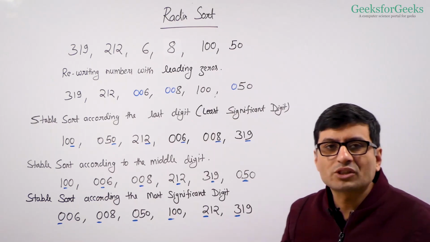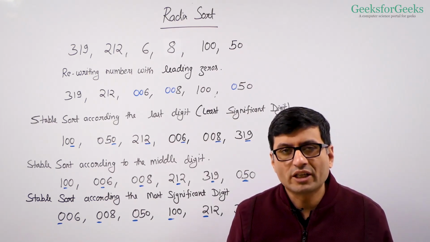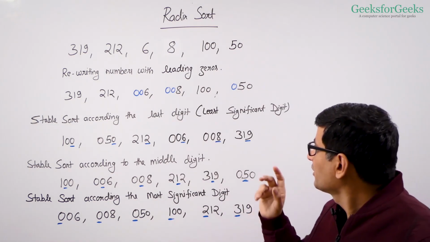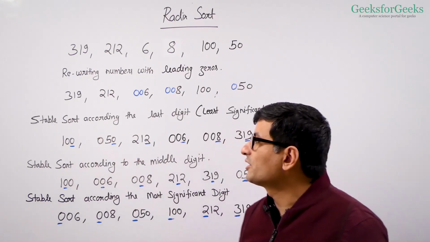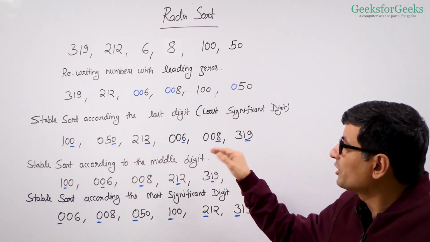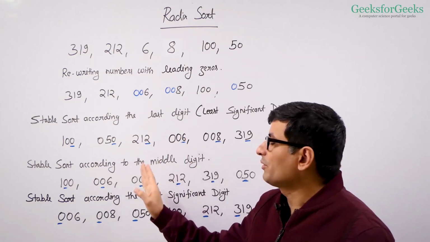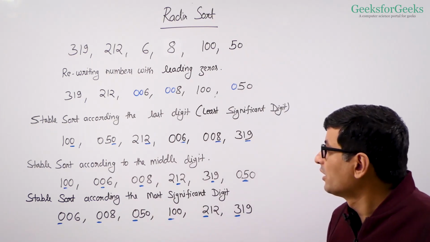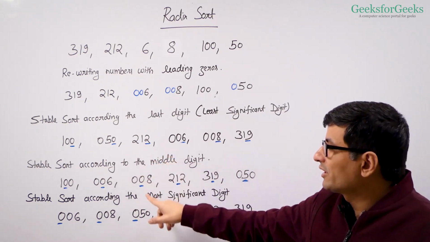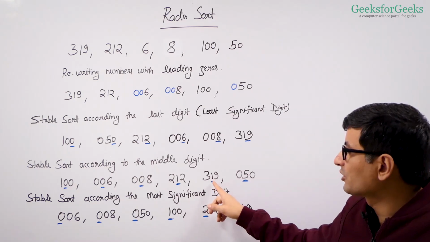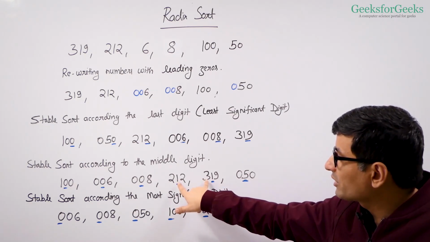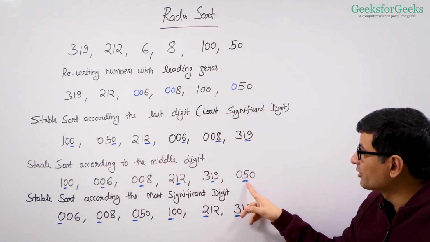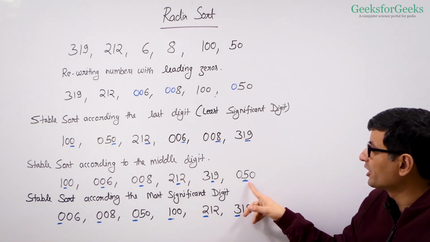Now we sort these numbers according to middle digit, and again we do a stable sort. So which numbers have the smallest middle digit? These 3 numbers, right? These 3 numbers have the smallest middle digit. So we'll put these 3 numbers in the same order as they appear in the input, because we are doing a stable sort. 100 appears first, then 006, then 008. Now we put 212 because 1 is greater than 0, right? Now we put 319 because this one is also greater than 0. So these 2 numbers have the same middle digit, but 212 appeared first, so we are putting 212 first. Now we put 050 at the end. This has the highest middle digit.